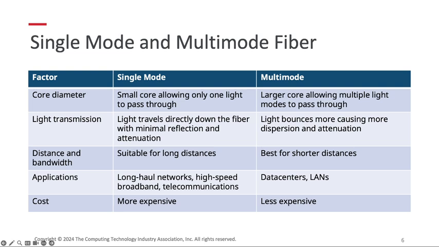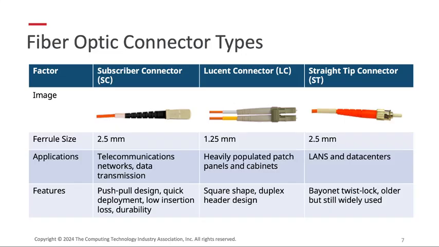So single mode fiber, or SMF, has a small core that allows one light mode to pass through and is suitable for long distances and high-speed broadband networks, whereas multi-mode fiber has a larger core allowing multiple light modes, which is best for short distances like data centers and LANs. Single-mode fiber generally is more expensive but offers better performance for long distances and high-speed applications.